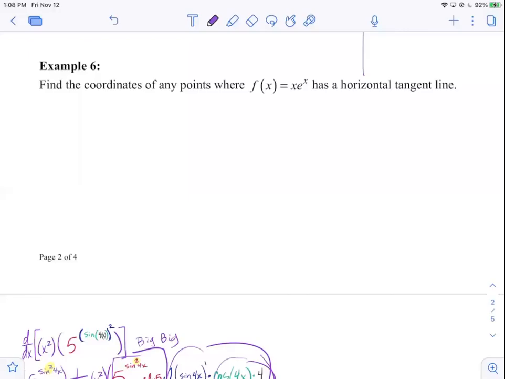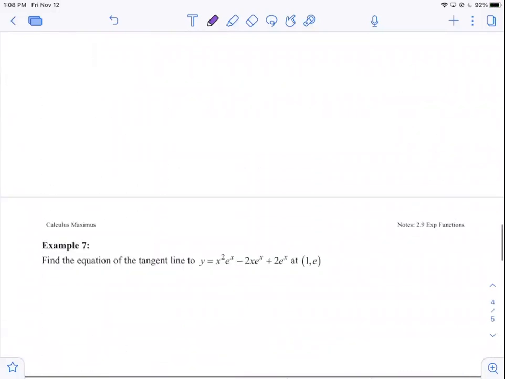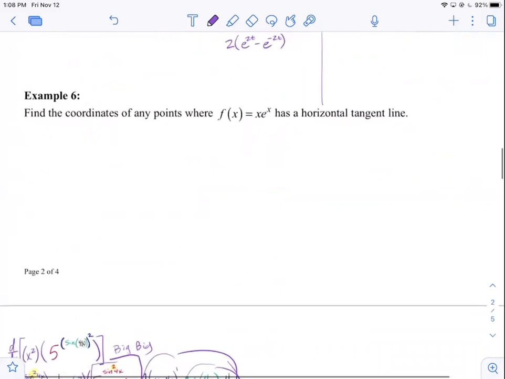Here we go. All right, so we are on example 6. We've got example 6, example 7, example 8, and example 9, so we can get those done.